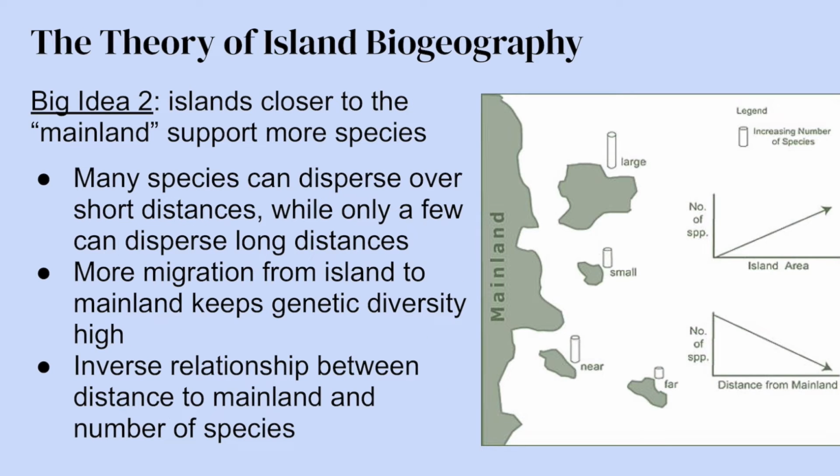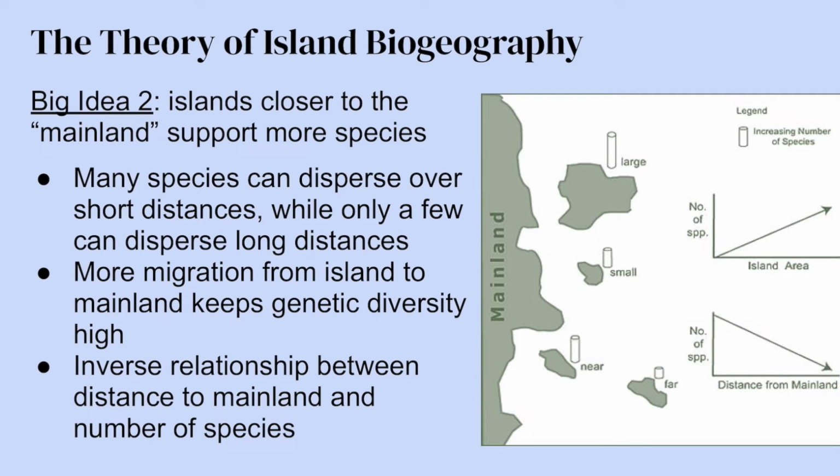The second big idea is that islands that are closer to the mainland will support more species. So if we have two islands that are the exact same size and contain the exact same resources, the island that is closer to the mainland will accumulate more species than the island that is further away. And that's because we have higher rates of immigration, higher rates of new species actually making it to the island that is closer to the mainland.